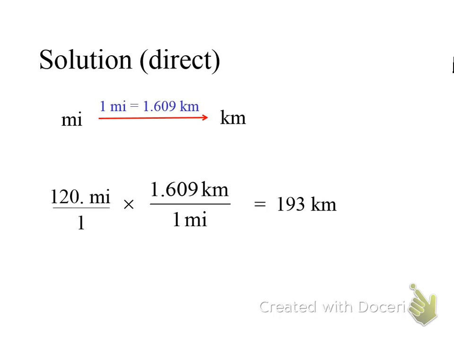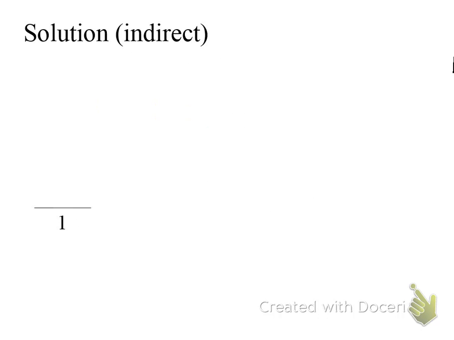But let's just say you didn't have that equality, that 1 mile is equal to 1.609 kilometers. The one thing I am having you memorize between the English and the metric system is that 1 inch is exactly equal to 2.54 centimeters. We could actually build, and that's the second way to do this, the indirect solution to the same 120 miles problem.